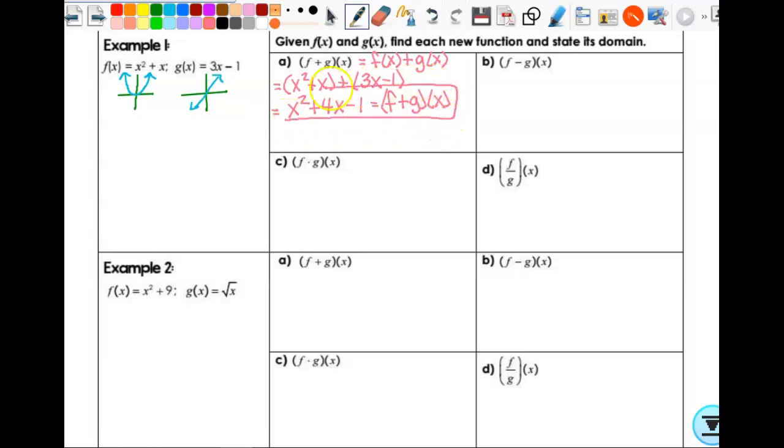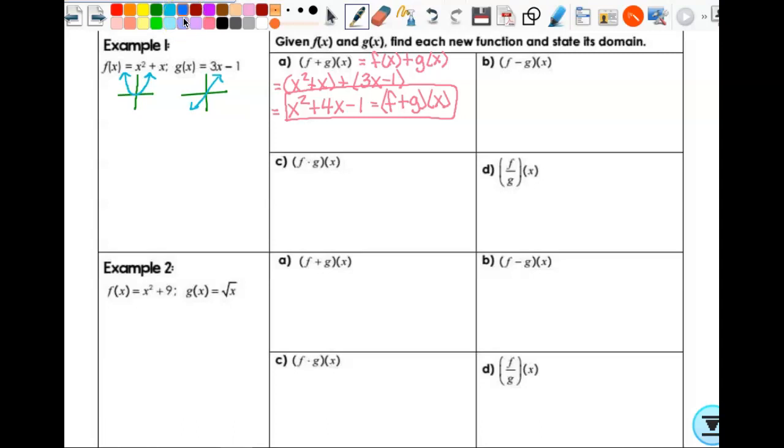And notice that it is easy. And notice how I labeled my answer too. It's not about getting the answer. It's not about looking at it and knowing what the answer is. It's about showing your process and actually labeling what you have. This isn't f of x, this isn't g of x, it's f plus g of x. Or f of x plus g of x, it doesn't matter how you do it. Okay, so let's talk domain.